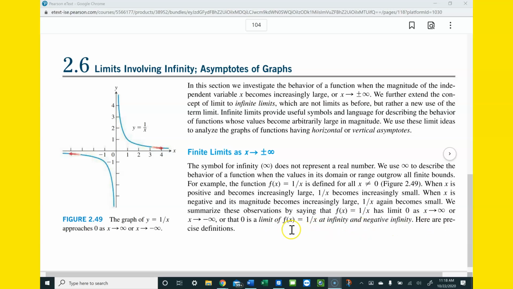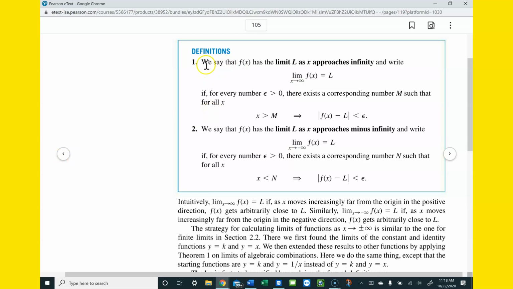Here are precise definitions. All right, the precise definitions we're talking about. We say that f of x has the limit L as x approaches infinity, and write it this way. So it's the same kind of notation as before. If for every number epsilon greater than 0, there exists a corresponding number m, so it's using m here, such that for all x, for x greater than m, that would imply that the absolute value of the difference between f of x and L is always less than that epsilon.